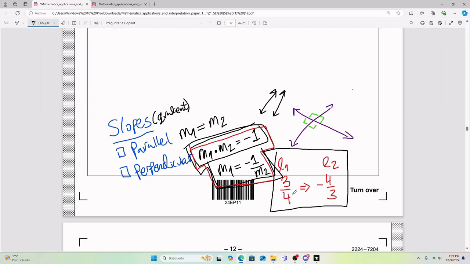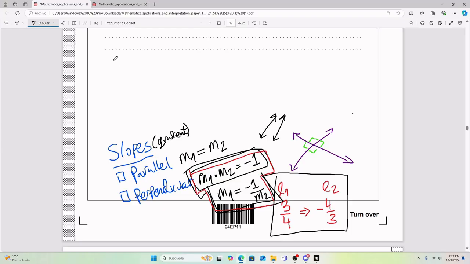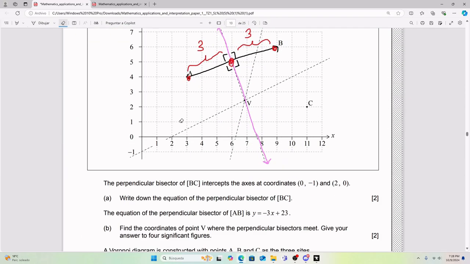So for example, if these are perpendicular, 3 over 4, the slope of the other one has to be negative 4 over 3. If the slope of one is, I don't know, 1/2, then if the other one is perpendicular, it has to be negative 2 over 1, which is the same as just leaving it as negative 2, ¿cierto? Anyways, that is what's happening, okay? So now we can jump into the action.